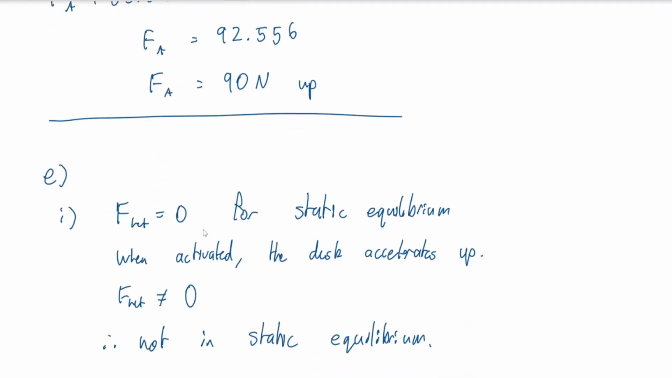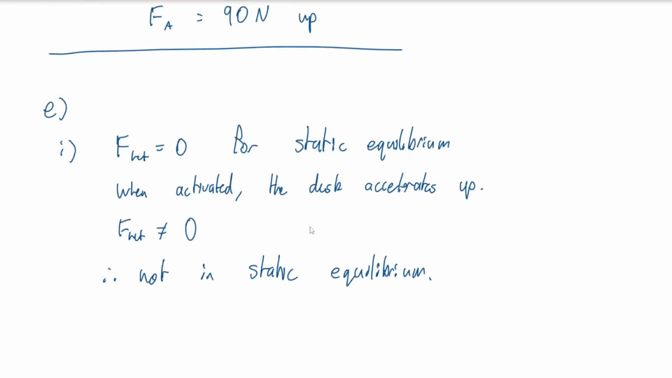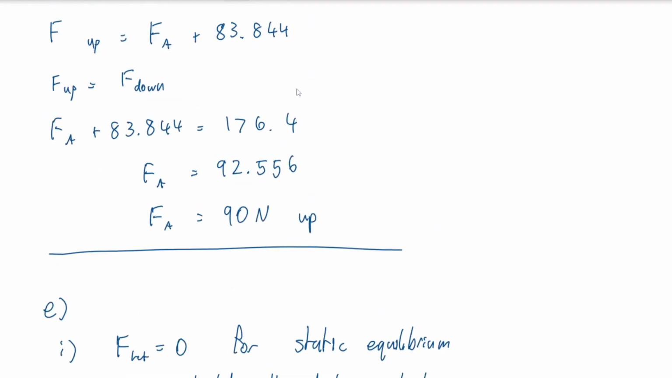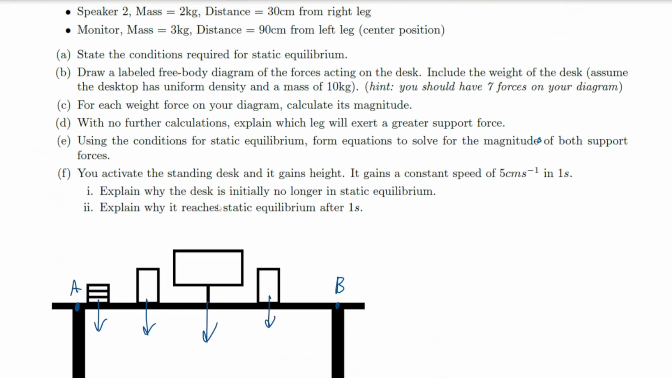Once more, we know the conditions for static equilibrium, but applying them to a context, we just think for a moment: is it accelerating in any direction? If it is, it can't be in static equilibrium. Is it accelerating by rotating in any direction? Then it can't be in static equilibrium because the net torque won't equal 0. That was the other condition. In this case, we assumed that the legs both pushed up at the same rate, so we didn't use that condition. And then part 2 was explain why it reaches static equilibrium after 1 second.